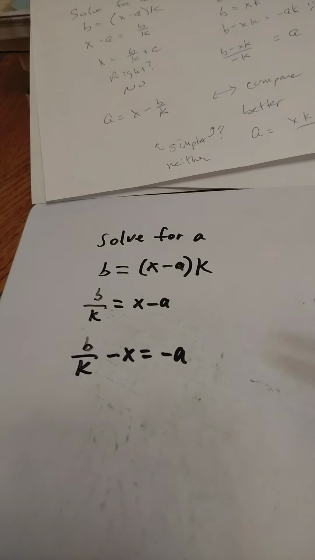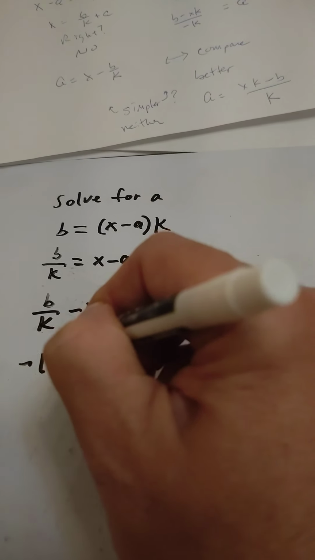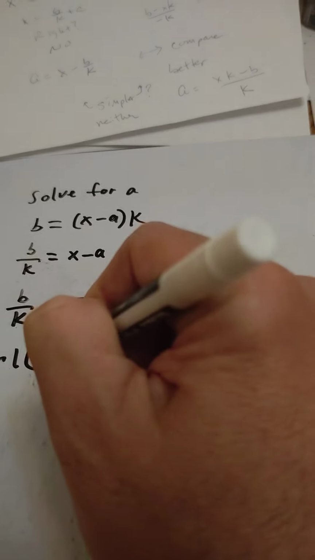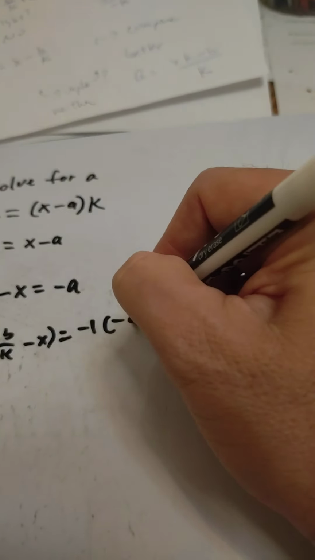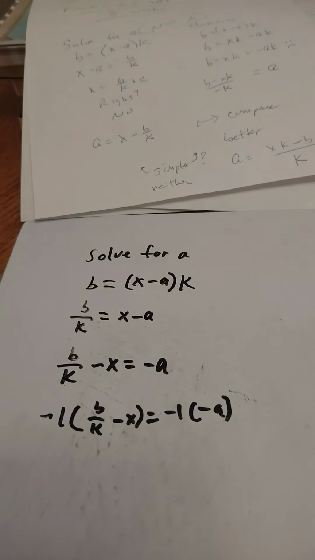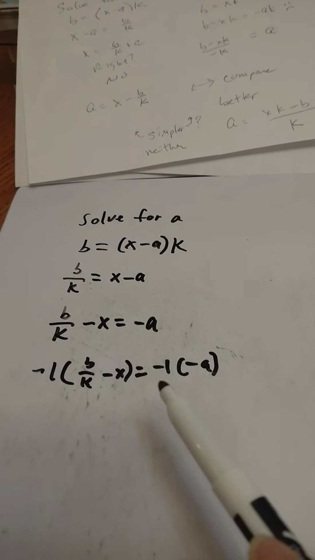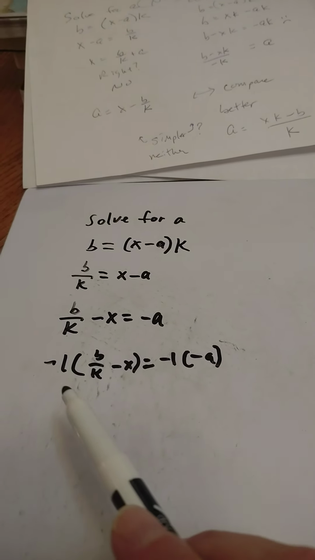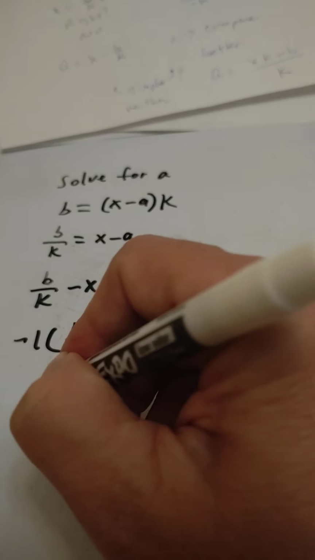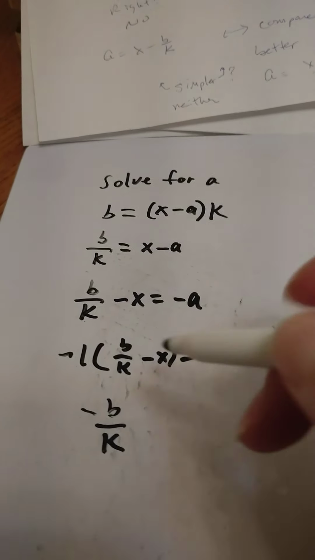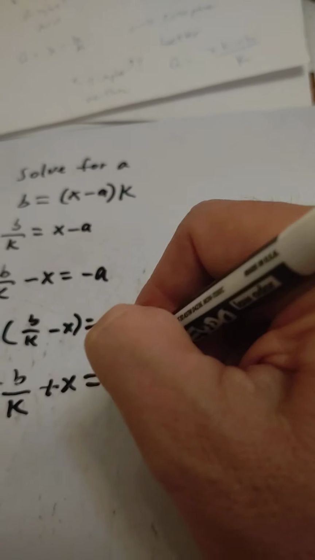So let's multiply both sides by negative 1. I'm going to show all my steps here. Negative 1 times b over k minus x equals negative 1 times negative a. The multiplication principle of equality, that is. I'm multiplying both sides of the equal sign by the same number, negative 1. Okay, let's use the distributive property on the left-hand side. What's negative 1 times b over k? That's going to be negative b over k. And then what's negative 1 times a negative x? A positive x equals positive a.